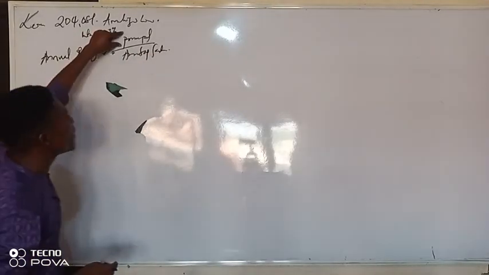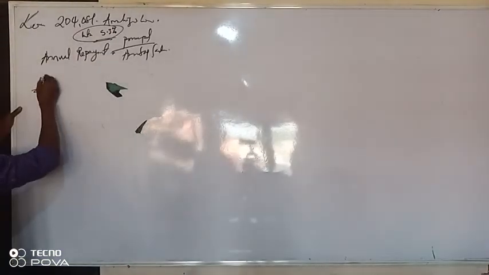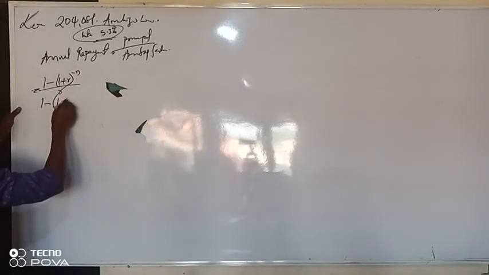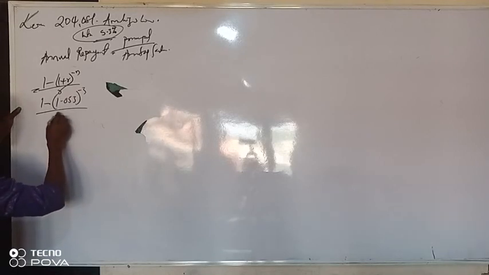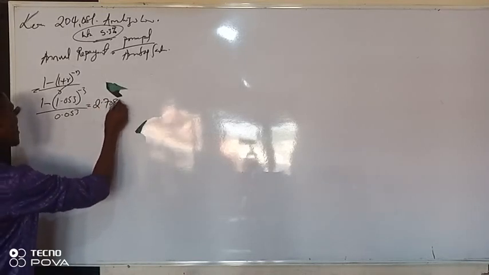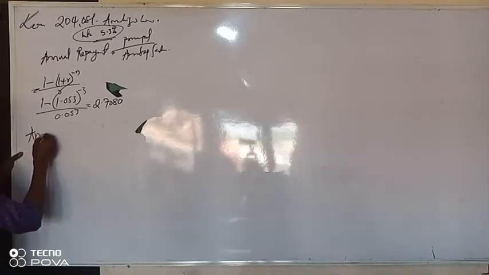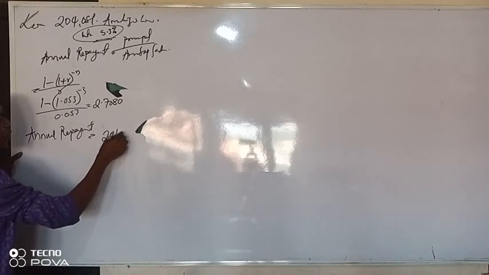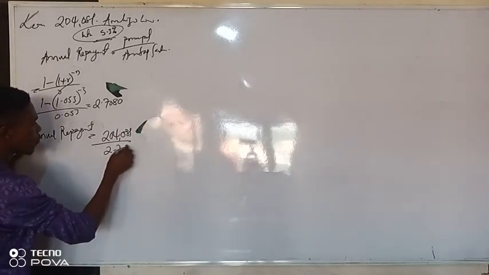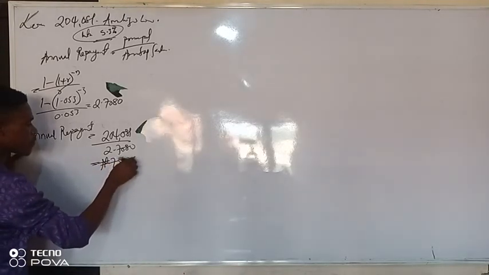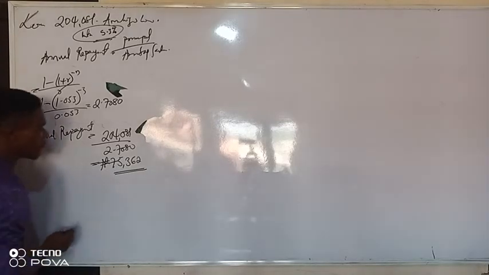Yes, so to know your annual repayment, you have to get the loan principal and the annuity factor. In that case, it will be the annuity factor for 5.3% for 3 years. Use your formula: 1 minus 1 plus R to the power minus N, over R. That's 1 minus 1.053 to the power minus 3, over 0.053. What do we have? 2.7080, exactly. So therefore, our annual repayment will now be the principal 204,081 divided by 2.7080, which is 75,362.